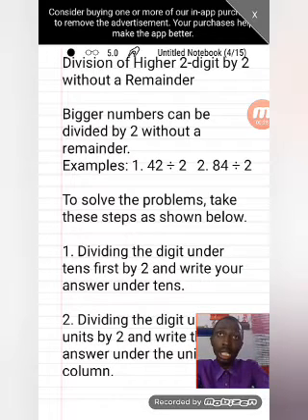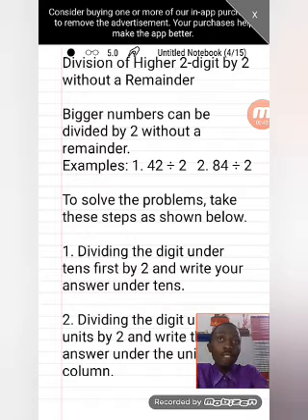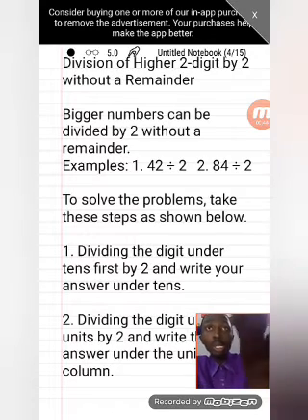How do we do this? Bigger numbers can be divided by 2 without a remainder. Now, when we say bigger numbers, that is numbers that you definitely won't find on the multiplications table.